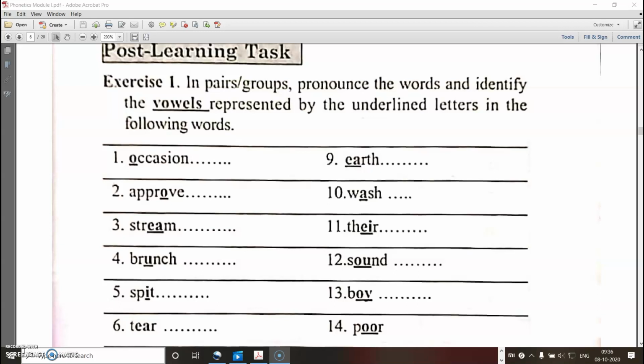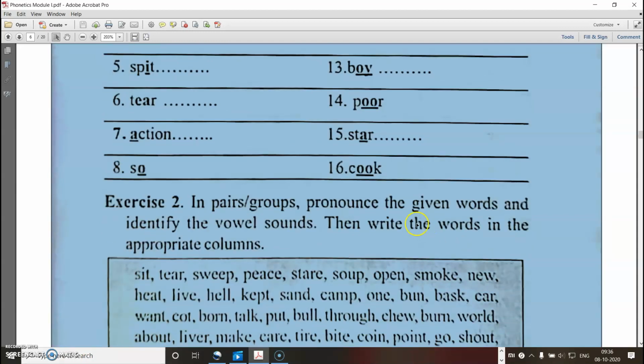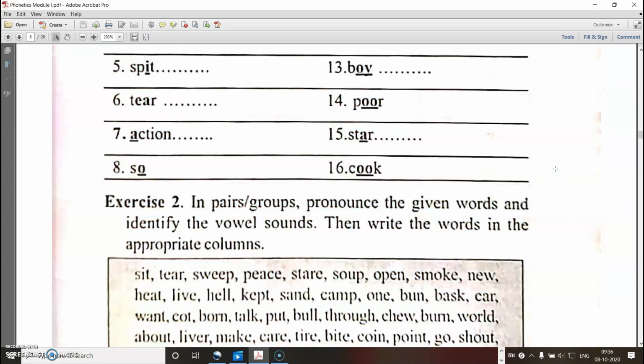Now let us also see the rest of the words and find out the answers, the vowel sounds represented by the underlined letters given here. So the best exercise could be to write down the complete transcription of the given words here and to identify the vowels involved. Now there are altogether 16 words given here. So rather than making any guesswork, it's better to refer to a dictionary.